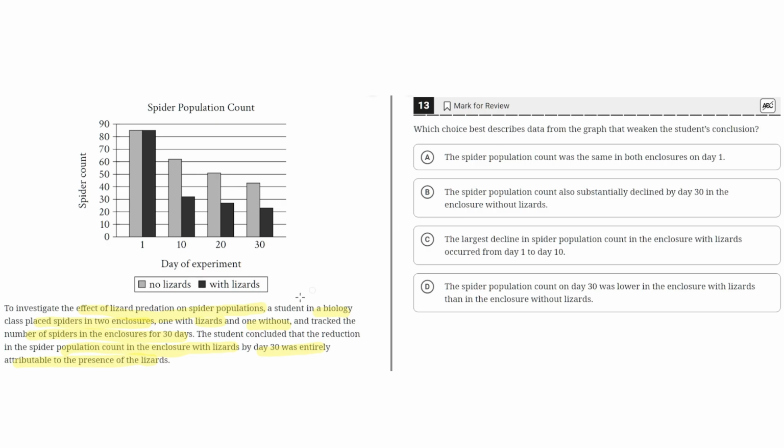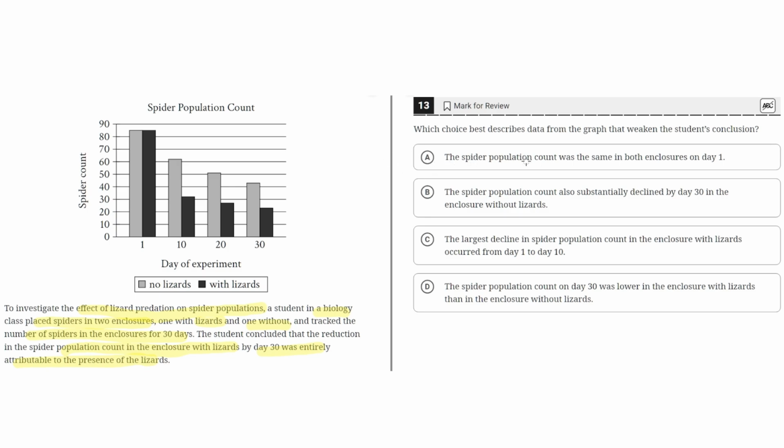So the claim the student makes here is that the reduction in the spider population in the enclosure with lizards was entirely attributable to the presence of lizards. And we're looking for data from the graph that weakens the student's conclusion. So let's look at the answer choices.